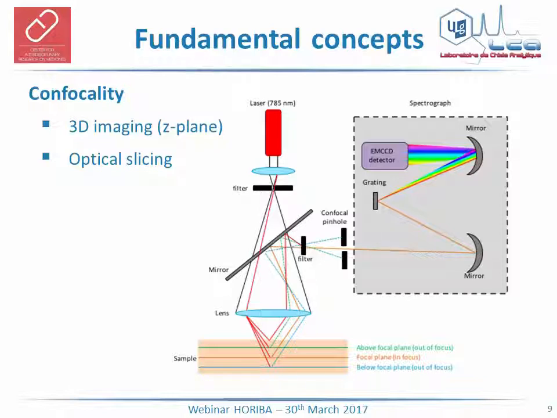It is interesting to use confocality for pharmaceutical analysis. Indeed, it is possible to acquire information in the z-plane and thus to obtain three-dimensional spatial information of the sample. Moreover, it is also possible to perform optical slicing of the sample without the use of successive preparation steps.